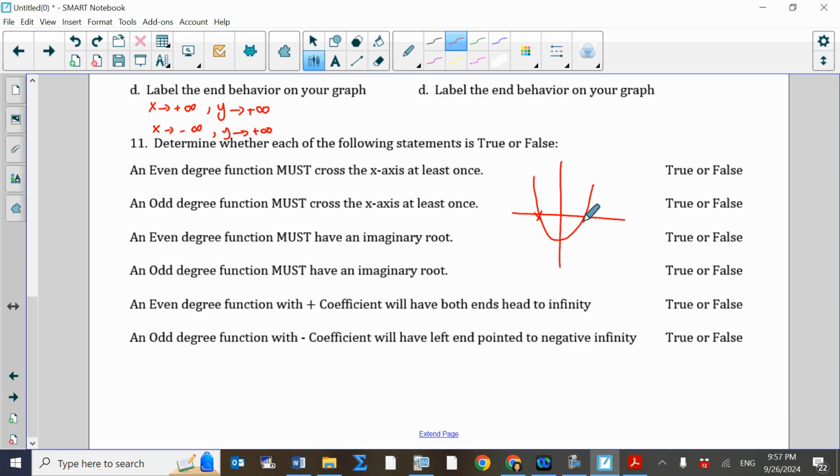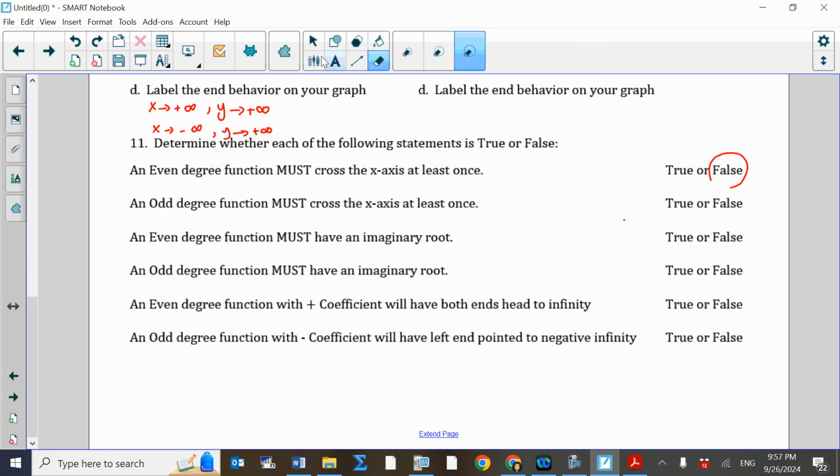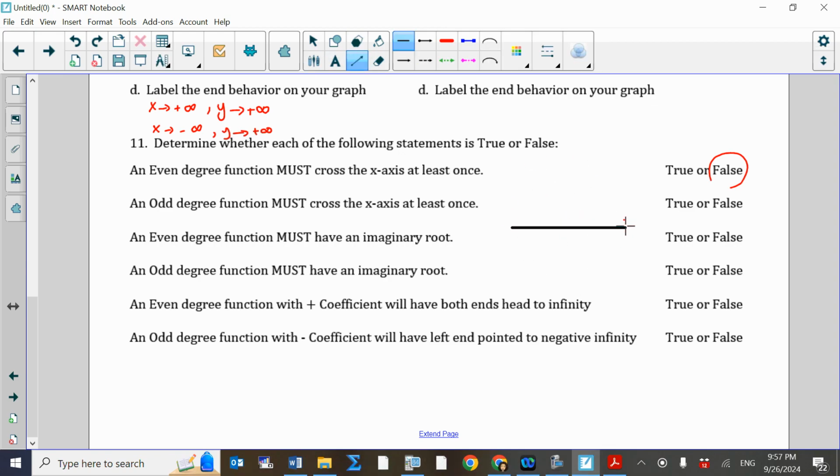Over here, it's crossing at 2 points. But as I showed you the first time, this function is an even degree function, but it's not crossing the x-axis. So sometimes it does, sometimes it doesn't. So this is false. It's not necessarily true. Okay, let's look at the next one.